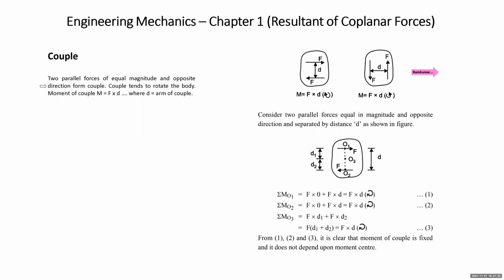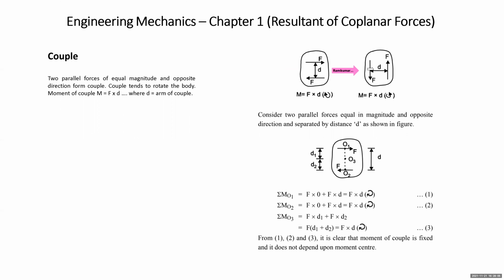And what is the moment of the couple? Force into perpendicular distance. I have shown here two bodies. In this body, force F is applied towards right at above, and below, force F to the left, separated by distance D. So the above force F to the right and the lower force F to the left put together will try to rotate this body in clockwise direction. So the moment of the couple is clockwise, F into D.